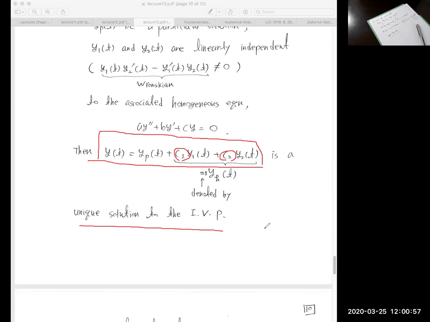That's what the theorem says. So we're going to use this theorem with the superposition principle and the method of undetermined coefficients to solve integral problems of second order non-homogeneous differential equations.